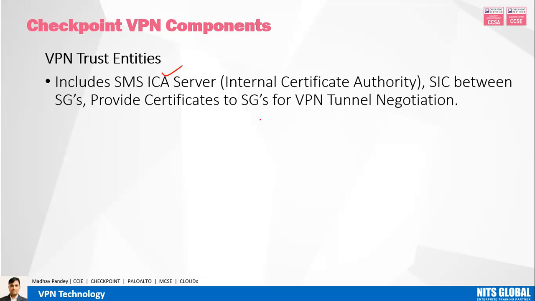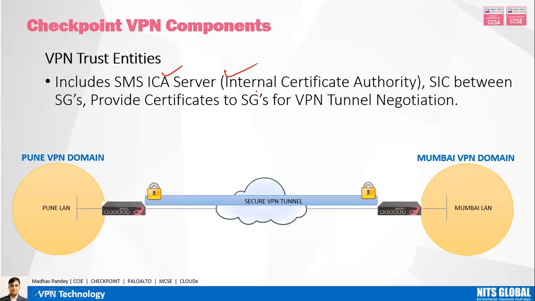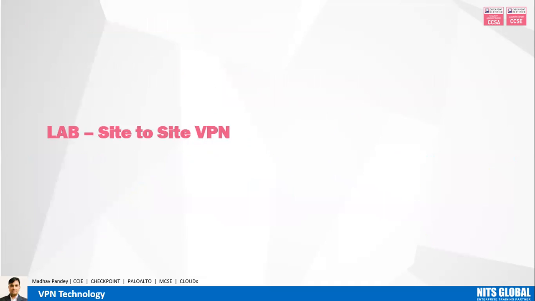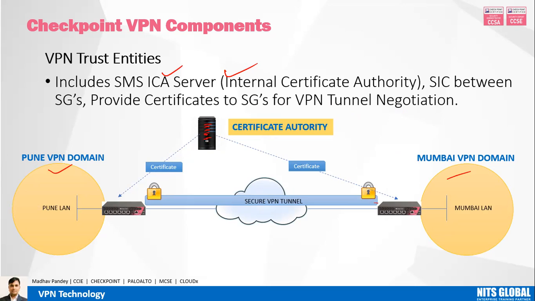All right, so your entire communication will happen with the internal trusted server. For example, this is the VPN you want to create, Pune domain, Mumbai domain, and you have a dedicated certificate authority. So in between these two, whatever secure certificate communication there is, it is handled by this centralized certificate authority server. Okay, so these are your trusted entities.